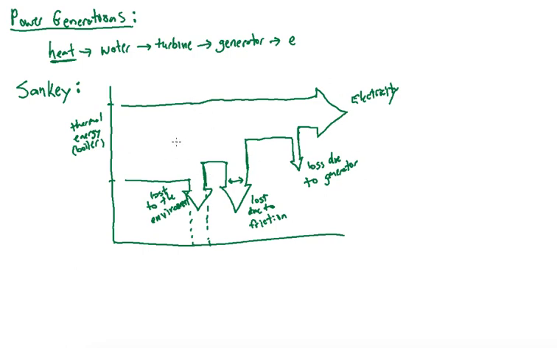So you'd have something like this. I know my drawing isn't great, but the key things you need to remember about it is you need to, of course, label what each arrow is, and you have to do it to scale because you should be able to look at this diagram and ultimately tell me how efficient this was.